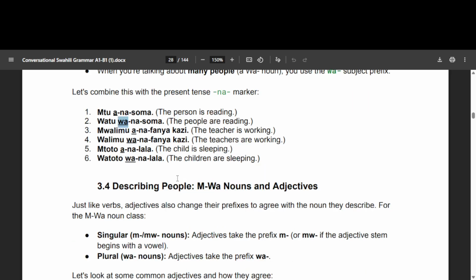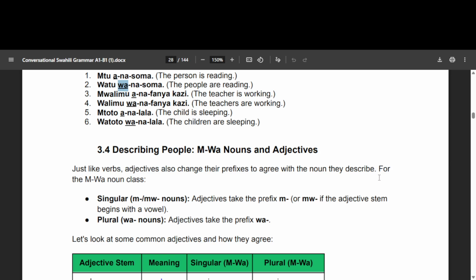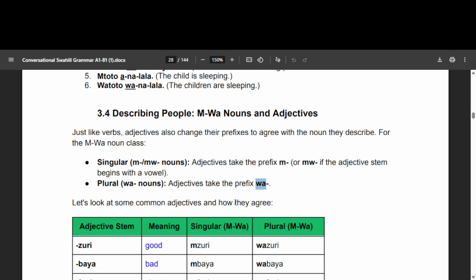We're going to the second aspect, 3.4, describing people. M-wa nouns and the adjectives. It can be describing people or any other noun in the m-wa class. Just like verbs, adjectives also change their prefixes to agree with the noun they describe. For the m-wa nouns, it will take m in singular form and wa in plural form.